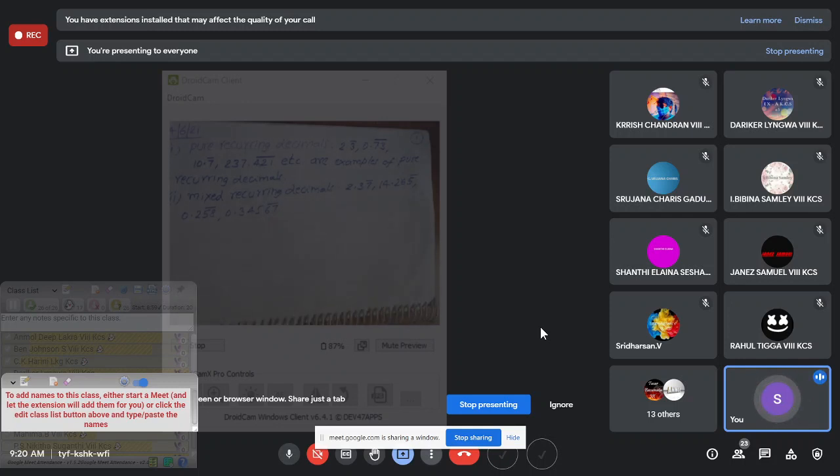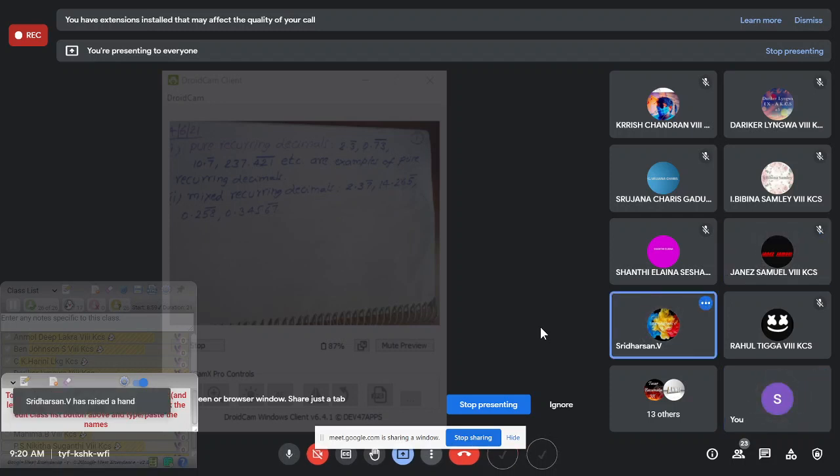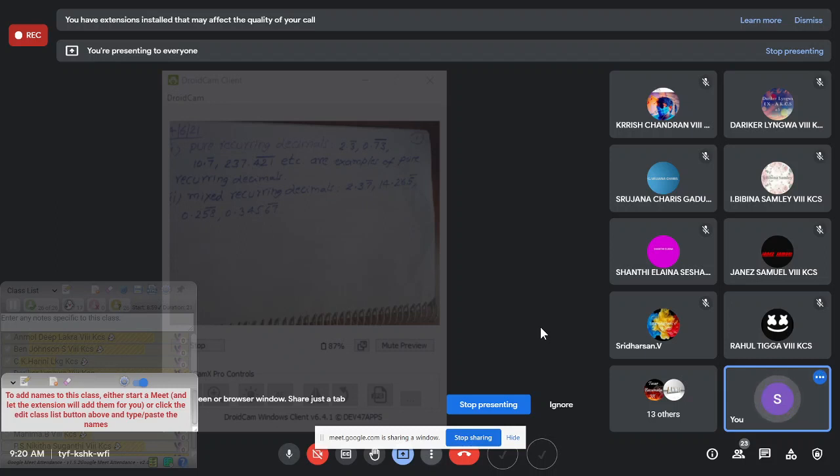How do you say which digits are repeating? On what basis can you identify the digits that are repeating? By using bars, the bar symbol. By observing the bar symbol, we can identify which digit or which group of digits is repeating.